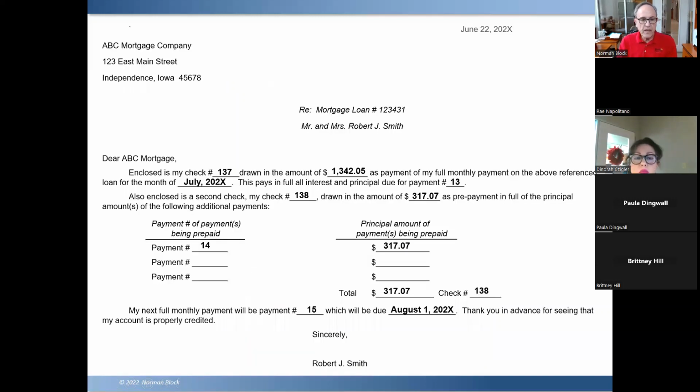We're going to do the same thing. Encloses my check 137 for $1342.05 as my payment for July. It's payment 13. Also encloses my check 138 for $317.07 as prepayment in full of the principal amount of payment 14, and so on.